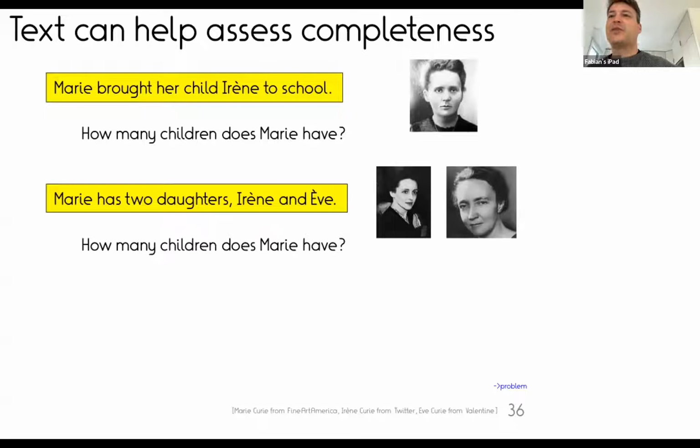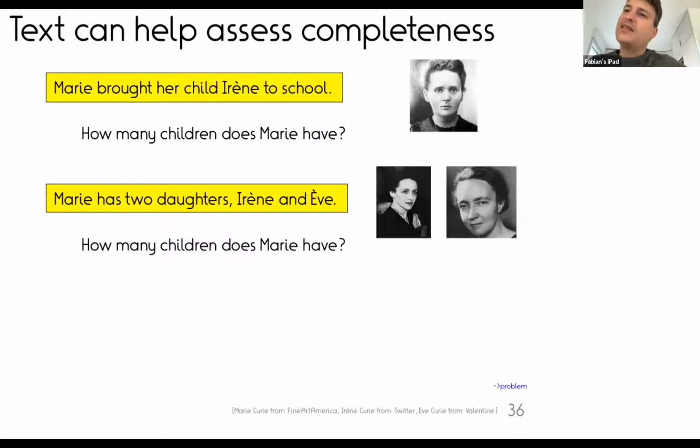Irene, who went on to become a scientist herself, and Eve, who became a piano player. Now, I let you guess from the pictures which one is which. So how many children does Marie have? Well, at least two. You could even argue that the sentence somehow suggests that she has only two daughters and not more. Because if she had three daughters, then we wouldn't actually say she has two daughters, even though, of course, if she has three, she has two. You could even argue that she doesn't have any more children, because if she had more children, you wouldn't say such a sentence.